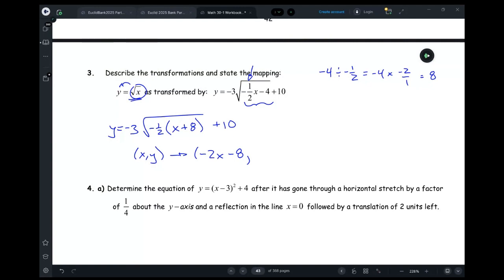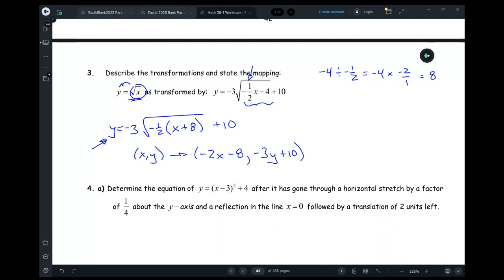Now, for the transformations that are happening outside the radical, which are going to be vertical, that -3 and that positive 10, these have already been moved off of the y variable. They've already been moved on to the function. So they have been reciprocated. Their signs have been changed appropriately here. So what I'm seeing is a negative in front. That's a vertical reflection. There's a multiple of 3, so that's a vertical stretch by a factor of 3. And then we added 10 to it. And that's the mapping that we're looking for.